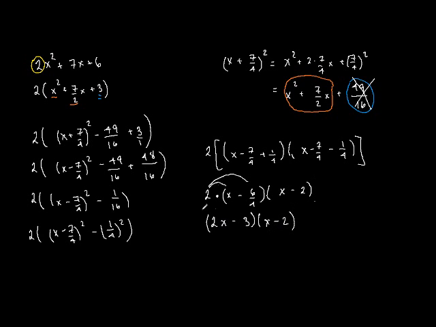So here it is. I've just factored 2x squared plus 7x plus 6 using the method of completing the square. It's a long, sometimes complicated method, but it works. And here's the final result over here.